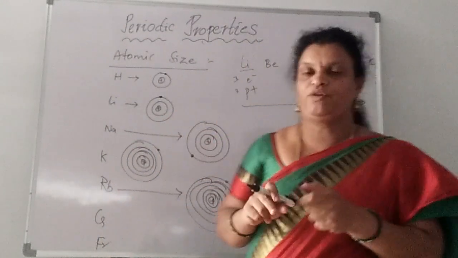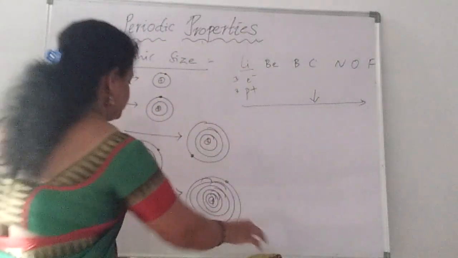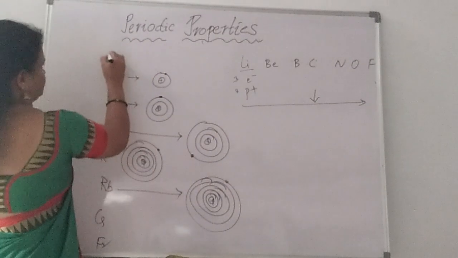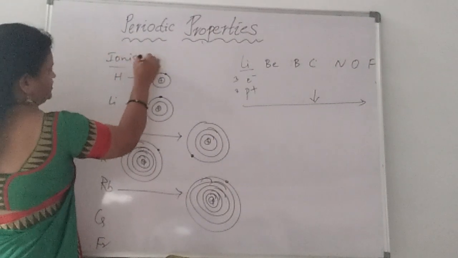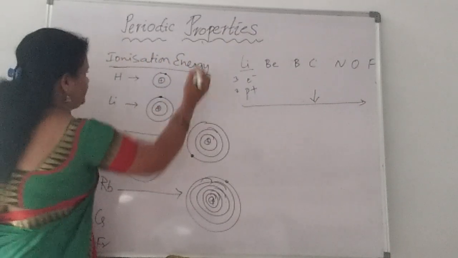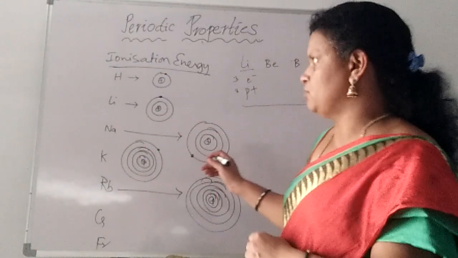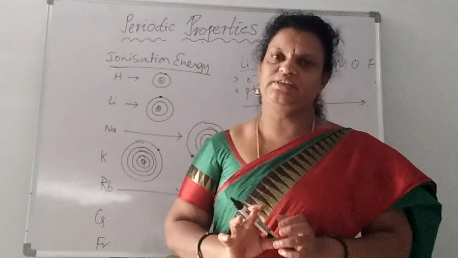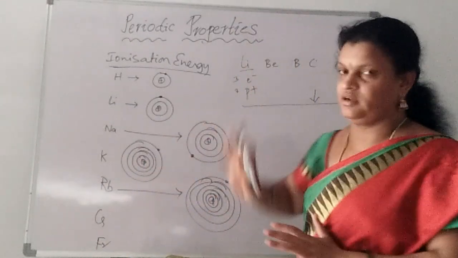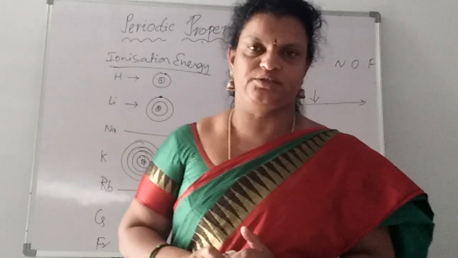Same like that, in a group from top to bottom, atomic size increases. Right? Now, coming to the second property: ionization energy. Ionization energy is actually affected by different factors. In a group, we are going to see only how atomic size is affecting it, so based on that only we can discuss here. But coming to a period, if you want to learn how it changes, we have to see the remaining properties also. Right?